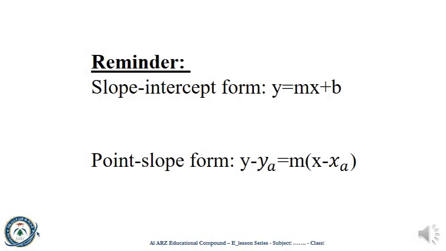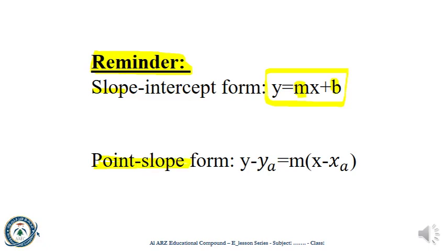Let me start with a quick reminder on the types of equations of straight lines. As we said before, there are two types of equations. The first one is slope-intercept form, and the other is point-slope form. The first one consists of this form: y equals mx plus b, where m, the number multiplying x, is our slope, and b is the y-intercept.